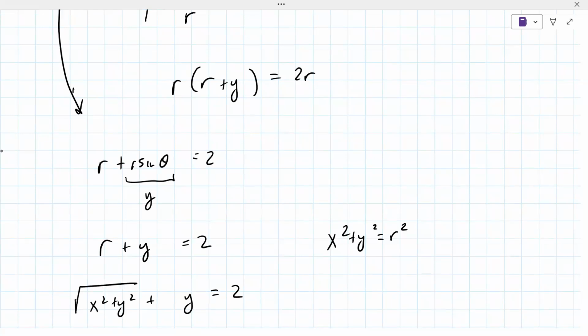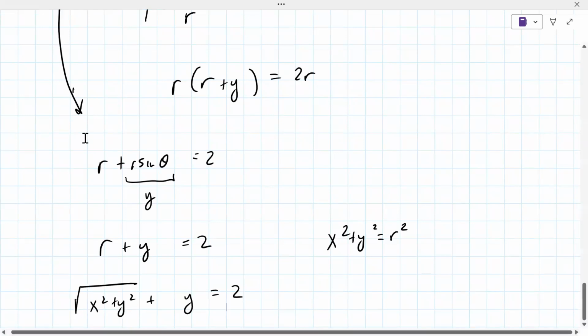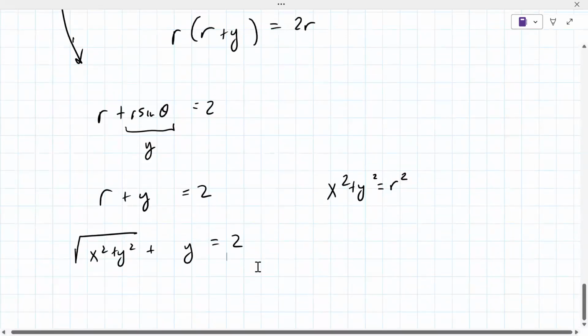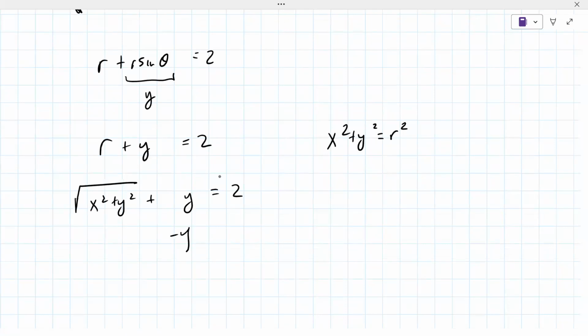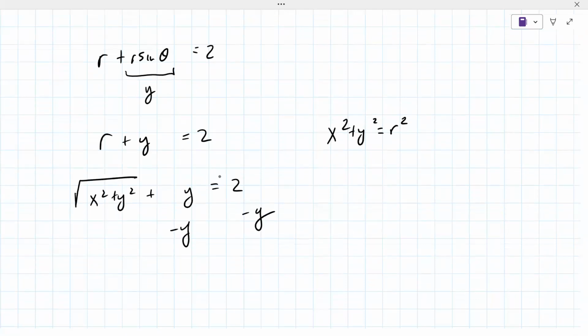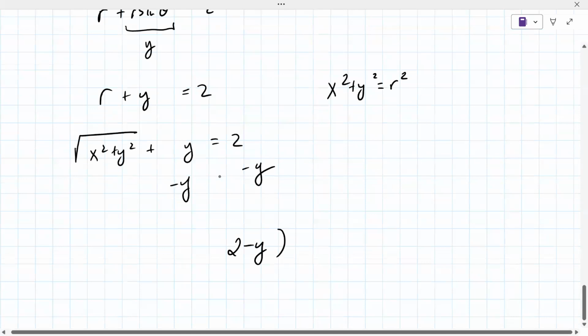Okay, yeah. And then you can move the y to the right, which I would do. I'd move the y right and then square both sides. You should get a parabola when you're done. But would I leave the answer as that? Well, like I said, I would subtract y from both sides and then square both sides.